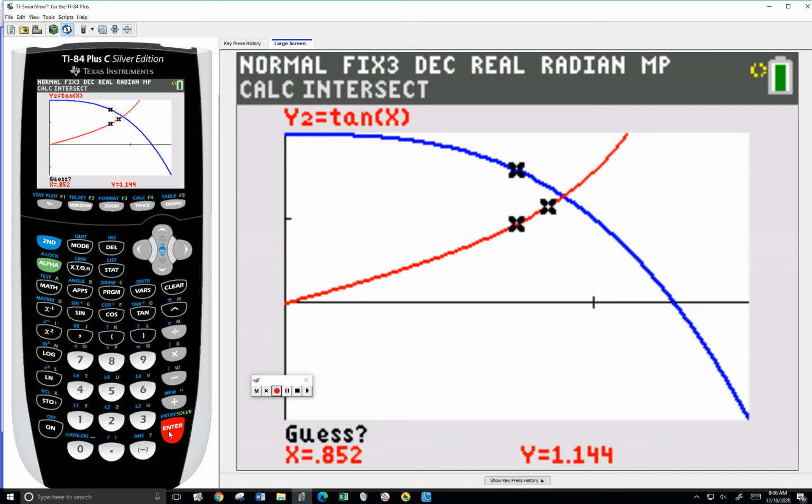I press enter. I make sure that I see the word intersection here. It's crucial that you see the word intersection. Otherwise, you've done something wrong. So do that. Make sure it says intersection. Wave at me if you need me to come look at your calculator.